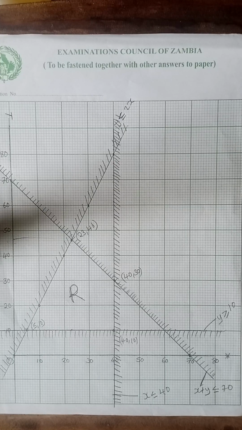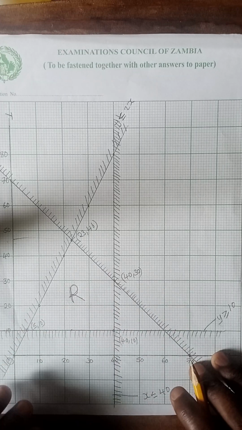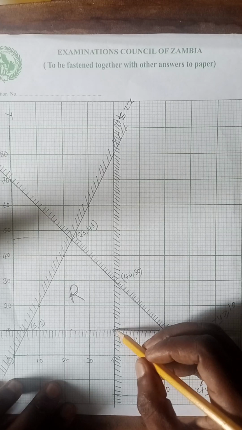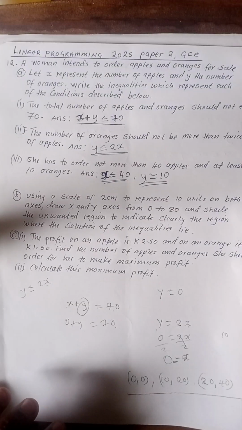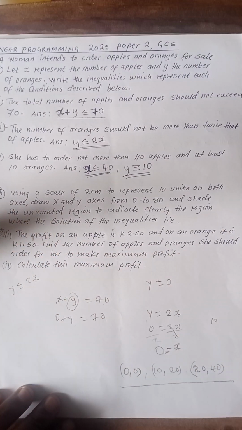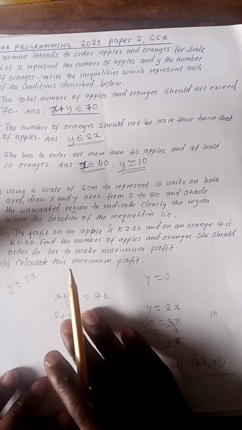So this is (40, 10). Okay, so now after knowing the vertex, we can answer, meaning we have completed question B. So we can go to question C1 now. For question C, let me read the question again.